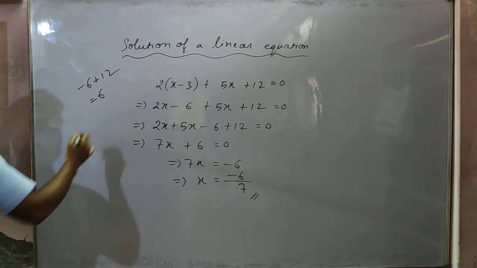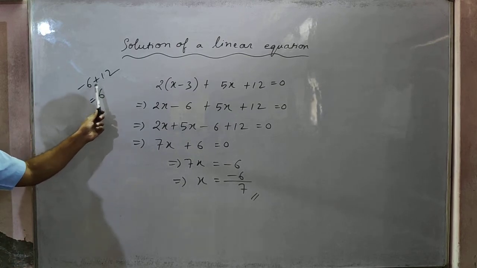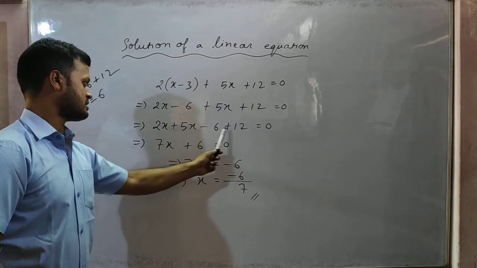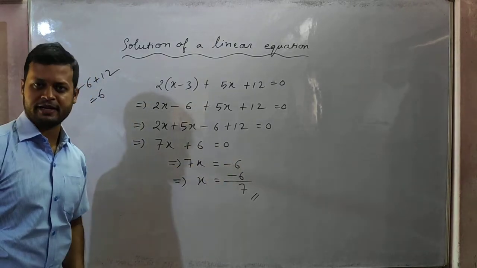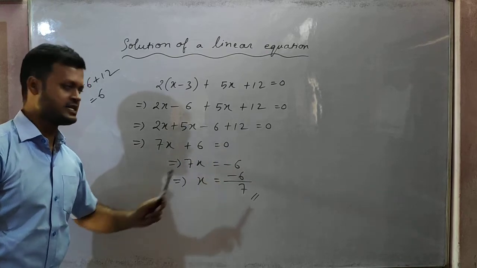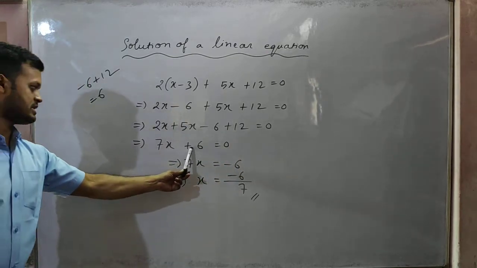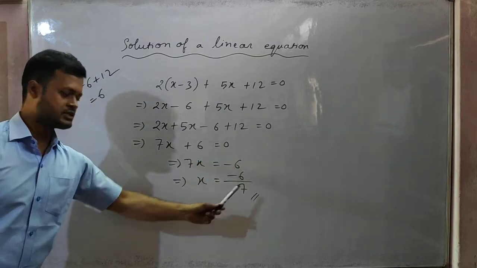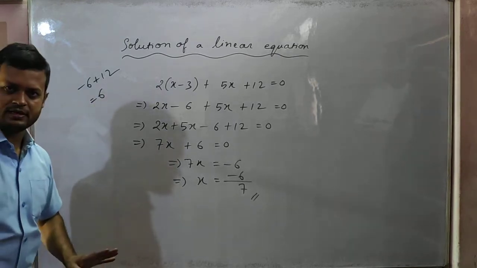12 minus 6 is how much? 6. The bigger number is positive, so the sign will be positive. So minus 6 plus 12, I wrote plus 6. Because before 12 a plus sign is there, I wrote the plus sign. So plus 6, if I take it to the right hand side, it will become minus 6. 7 is multiplied here; if I take it to this side, it will become divided. So this is how we solve a linear equation in one variable, isn't it?